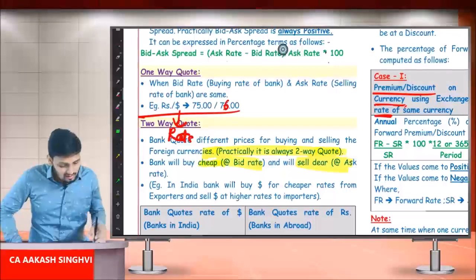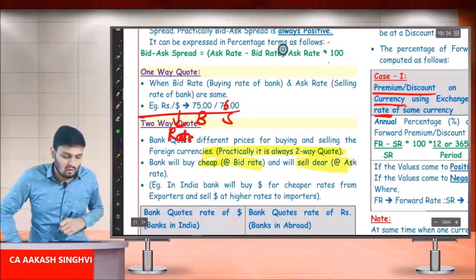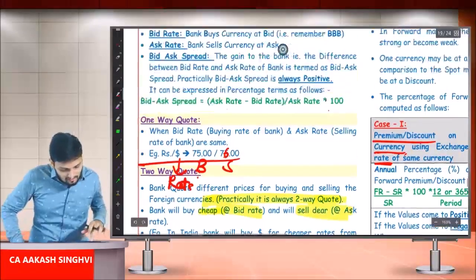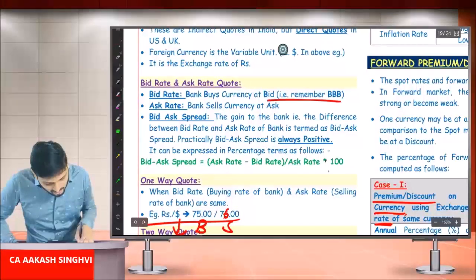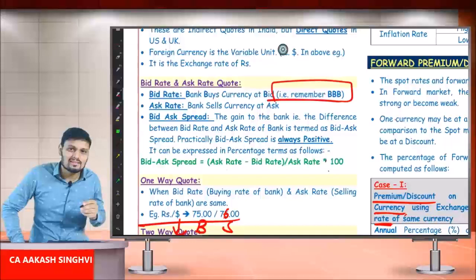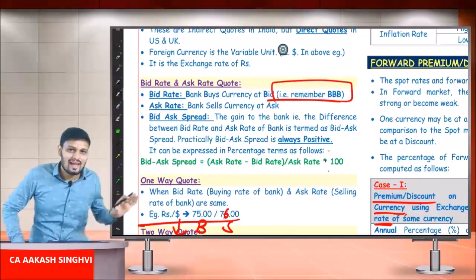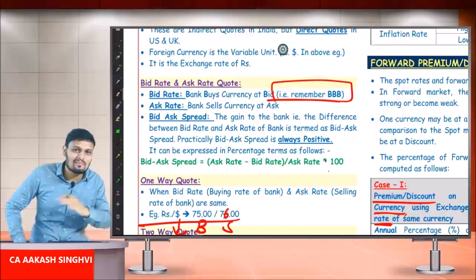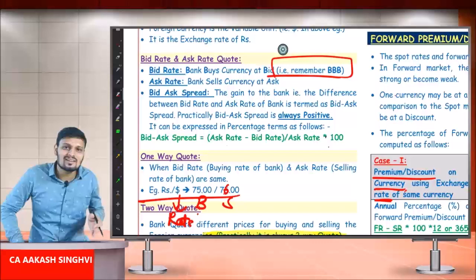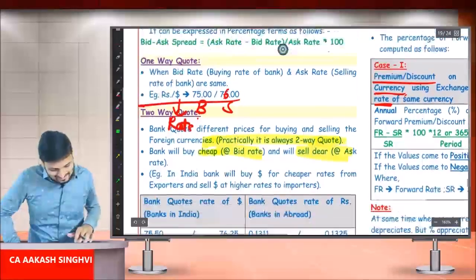So the bank will buy dollar at this rate, sell dollar at this rate, correct? I hope you are getting the point. Bank bid rate, bank buys at bid. So one more thing I just wanted to explain. Remember BBB. What is BBB? Bank buys at bid. Bank B buys B at bid. As simple as that. Triple B, bank buys at bid. And the bank sells at ask. That you will obviously remember once you understand triple B, right?